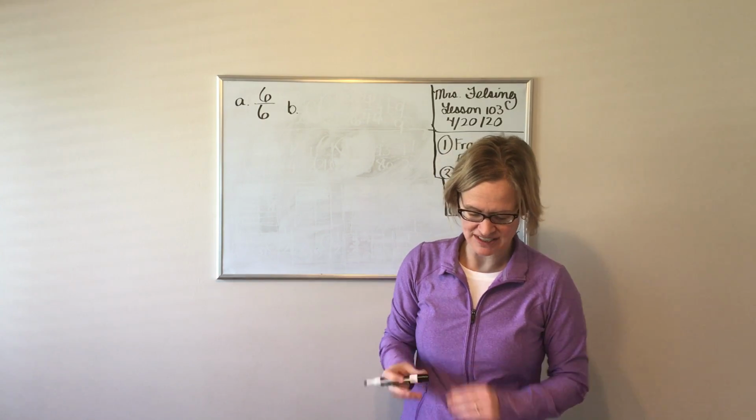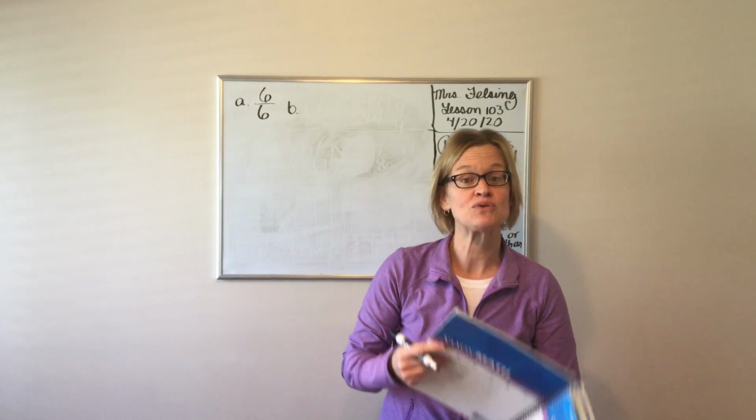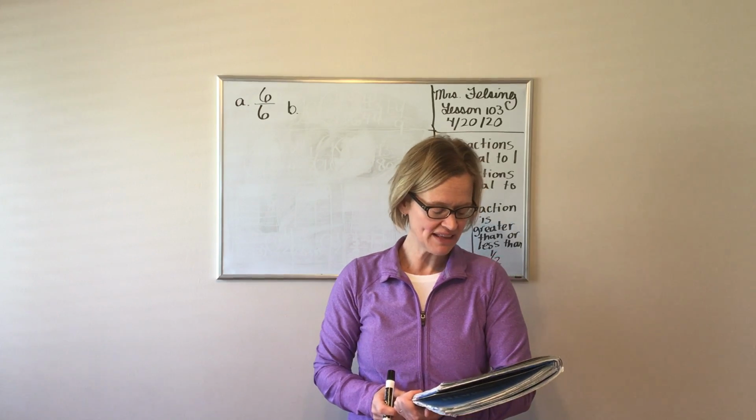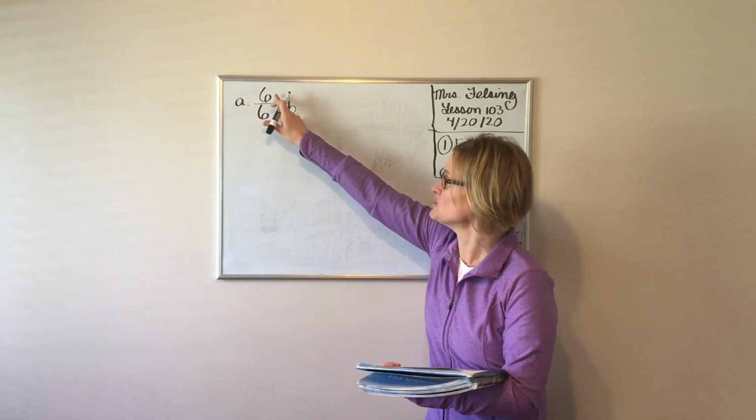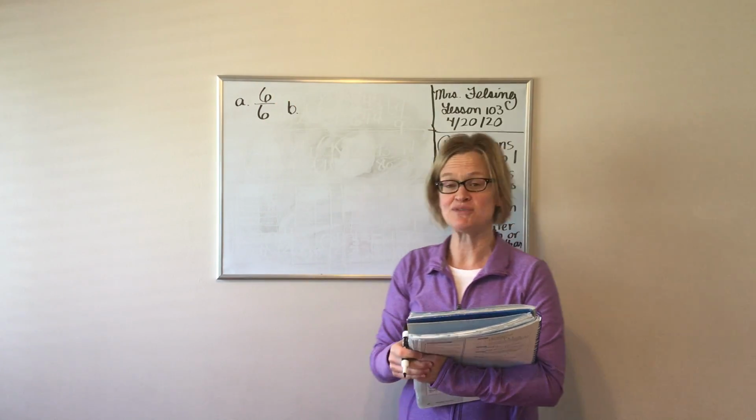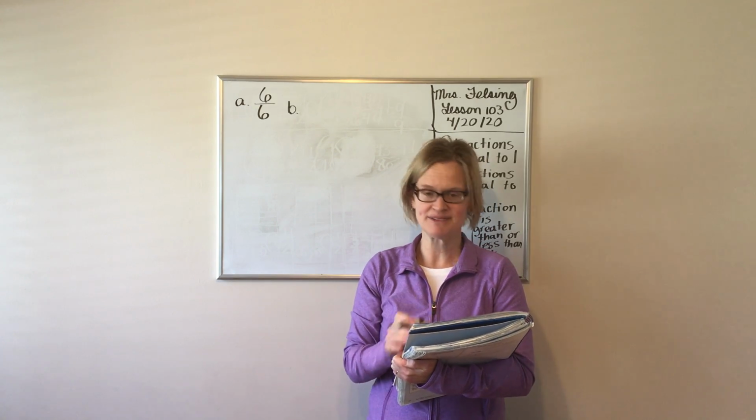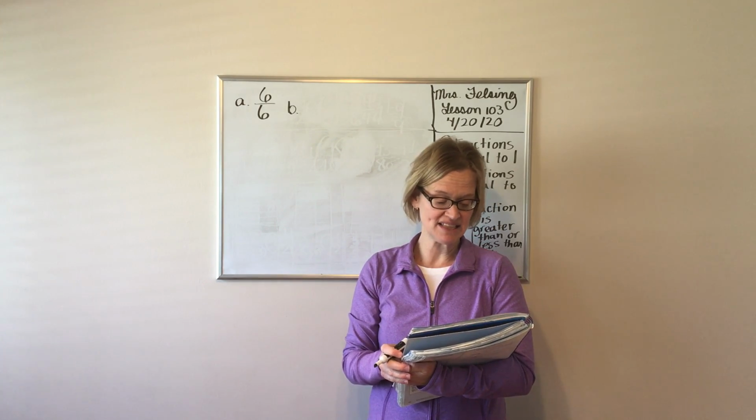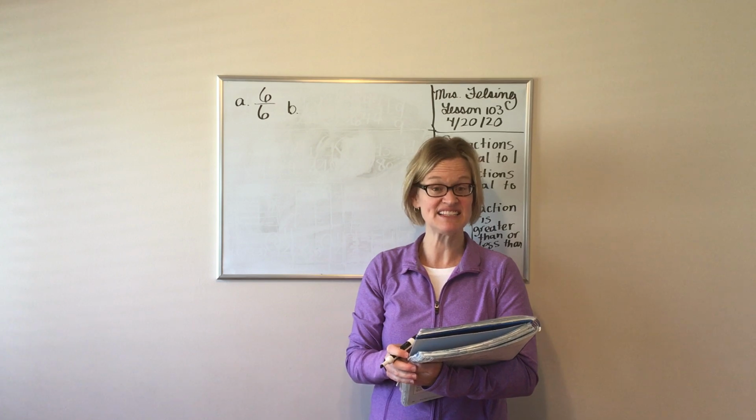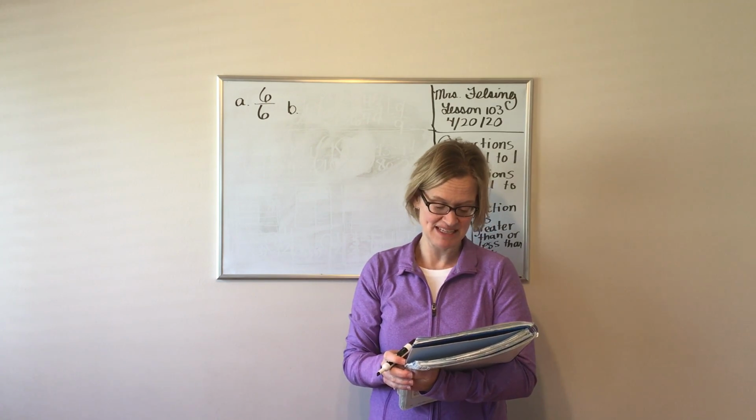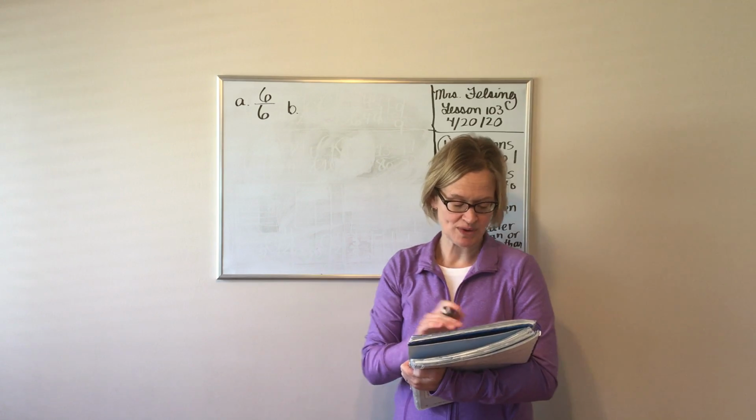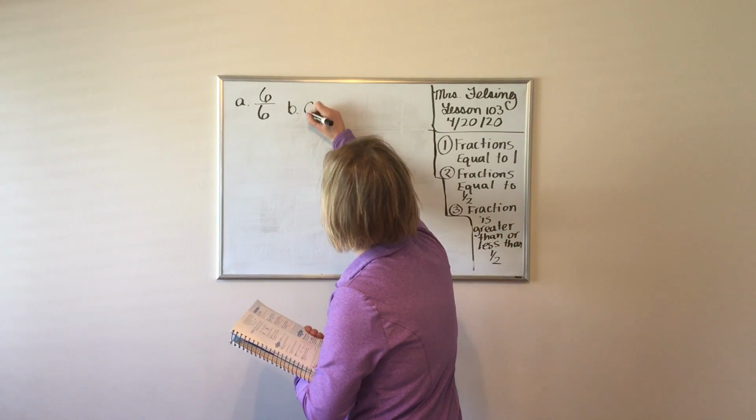Then we look at letter B. Which of these fractions equal 1? So letter A is 1/10. Now remember, if it equals 1, the top and the bottom have to be the same. We have 1/10, not the same. 9/10, not the same. Letter C, 10/10, same. D, 11/10, not. So our answer for letter B is C.